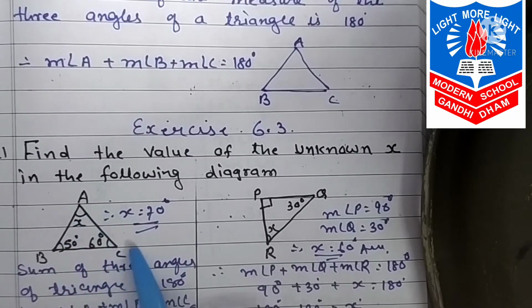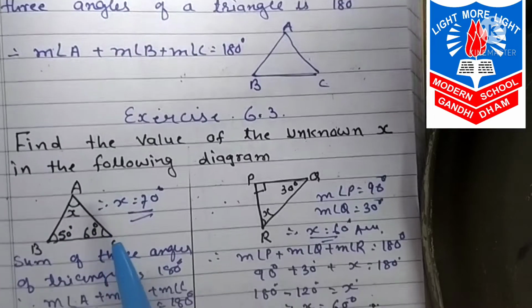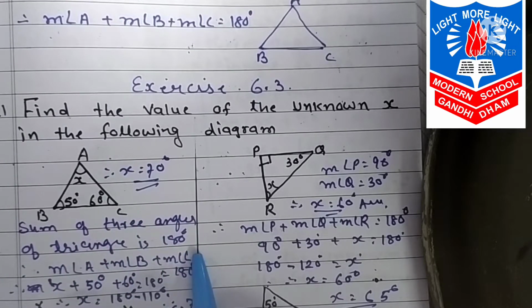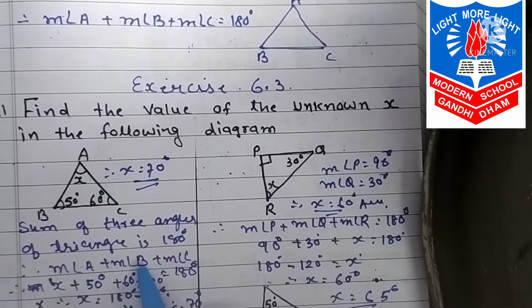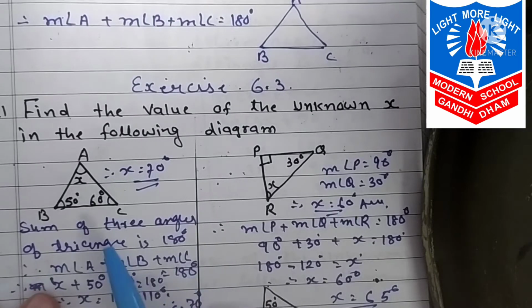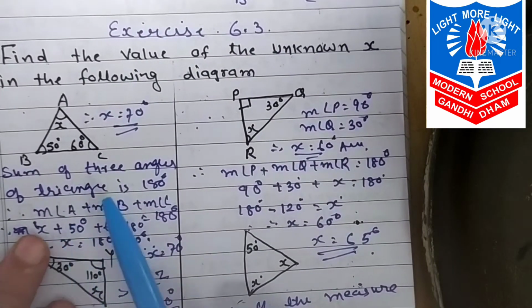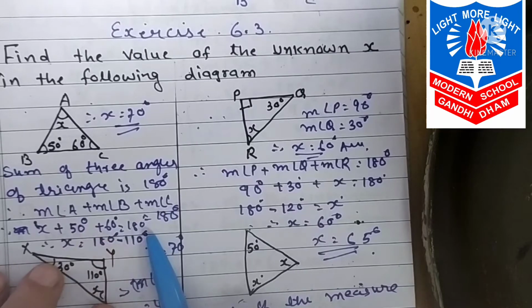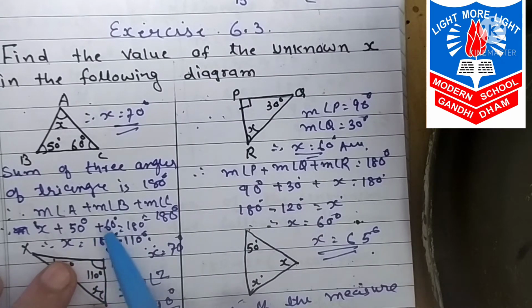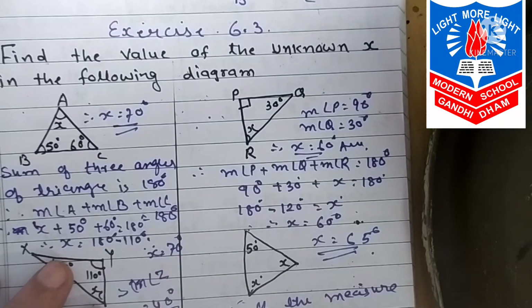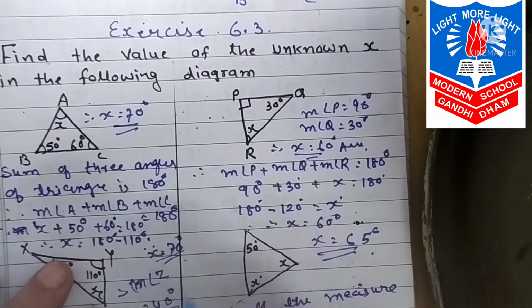So you know the sum of three angles of a triangle is 180. So we write the first statement, sum of three angles of a triangle is 180. Therefore, measure angle A plus measure angle B plus measure angle C is equal to 180. We don't know the measurement of A, so we write x there. Then B measurement 50, C measurement 60 is equal to 180. 50 plus 60 is equal to 110. Therefore, x is equal to 180 minus 110 is equal to 70. So, x is equal to 70, that is our answer.